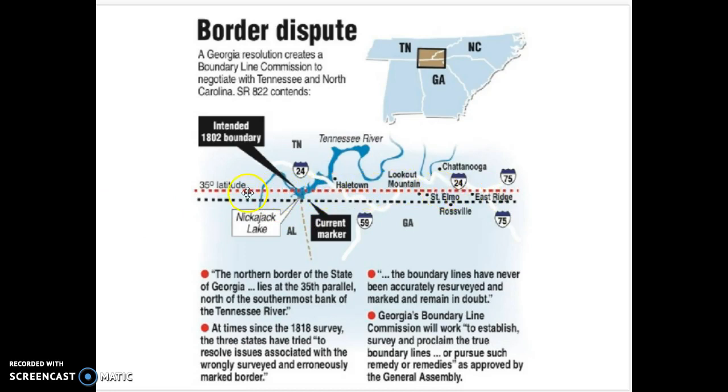The red line was difficult to put into place because we see that you have the water, and you also have the Appalachian Mountains. So when it was actually put into practice, this black line became the boundary between what we see as Tennessee, North Carolina, and Georgia.